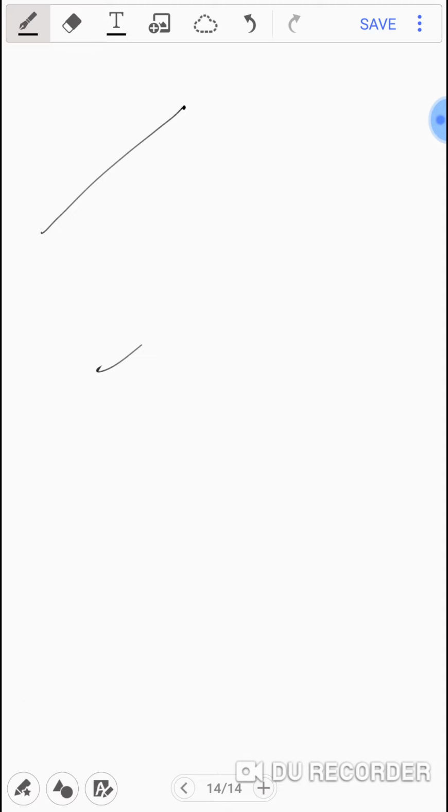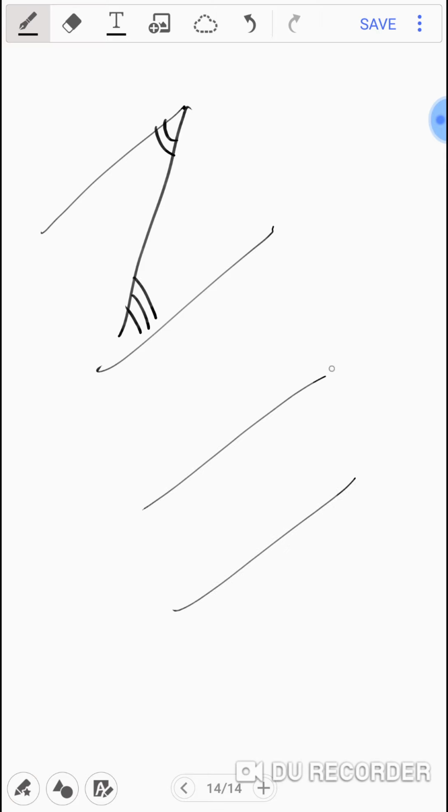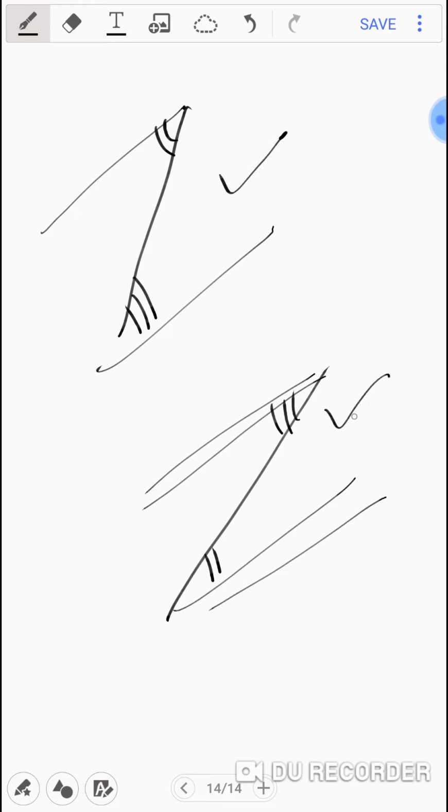If these two lines are parallel, then these are alternate angles. If these two are alternate angles, then the lines are parallel. There are two different things. This is the theorem and this is the converse of this theorem. Converse means when things are reversed. In the first case, the lines are parallel, so the alternate angles are equal. Here, if the alternate angles are equal, then the lines are parallel.